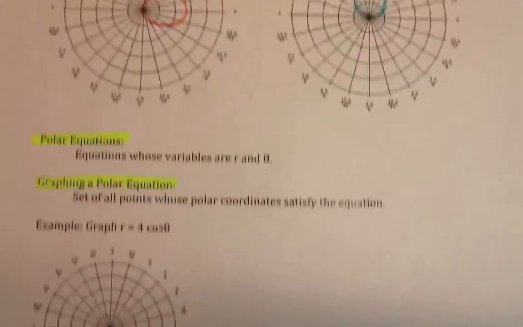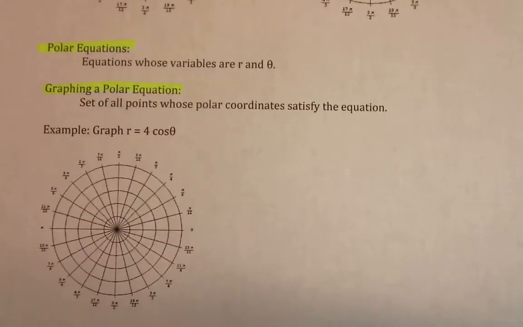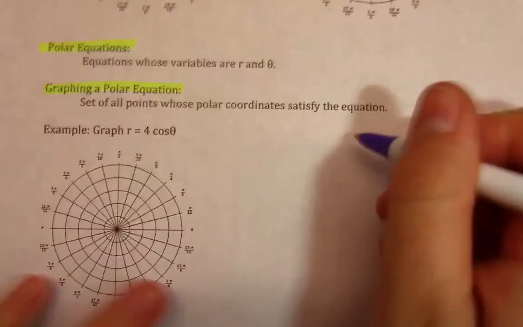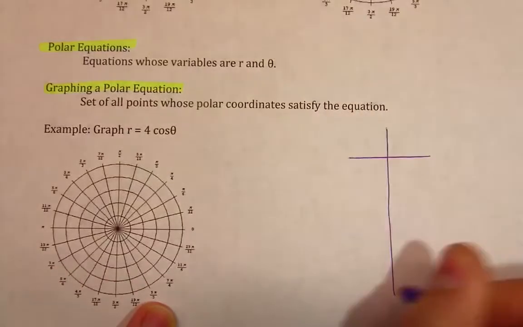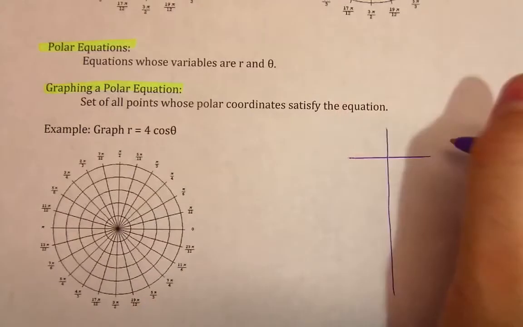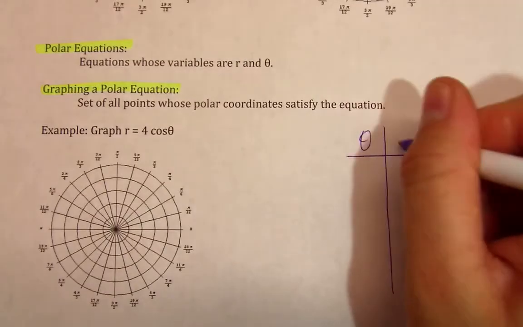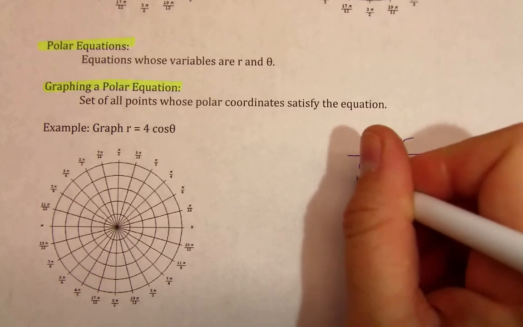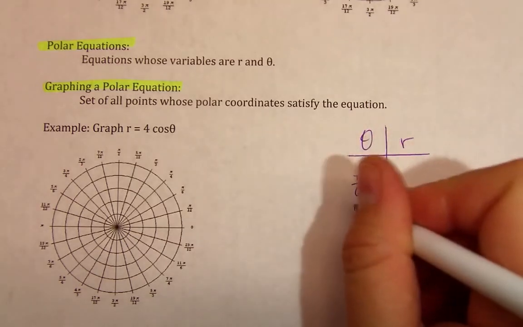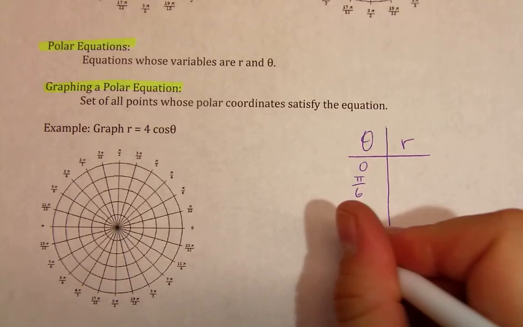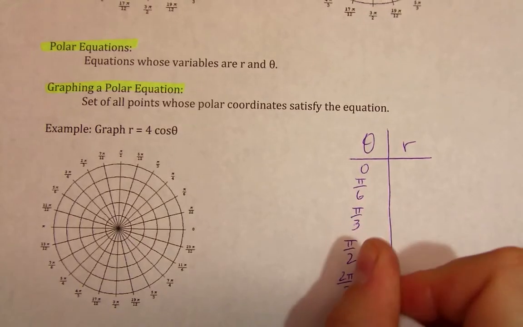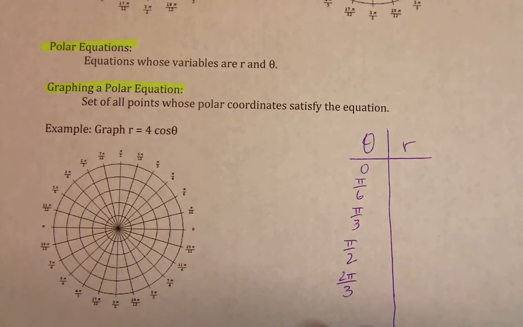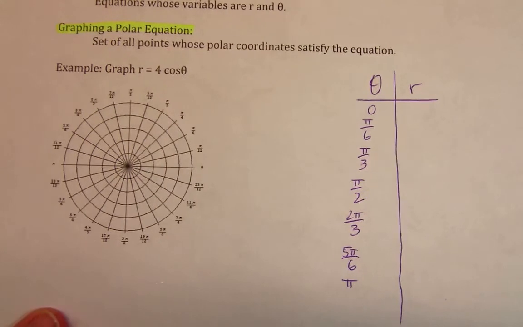And we have r equals 4 cosine theta. Now let's go through the whole process of figuring out, well, how big is this circle? So rather than doing an xy table of coordinates, we are going to use theta and r. Okay, so let's look at 0, pi over 6, pi over 3, pi over 2, 2 pi over 3, 5 pi over 6, and pi. And we'll see if those are enough points.